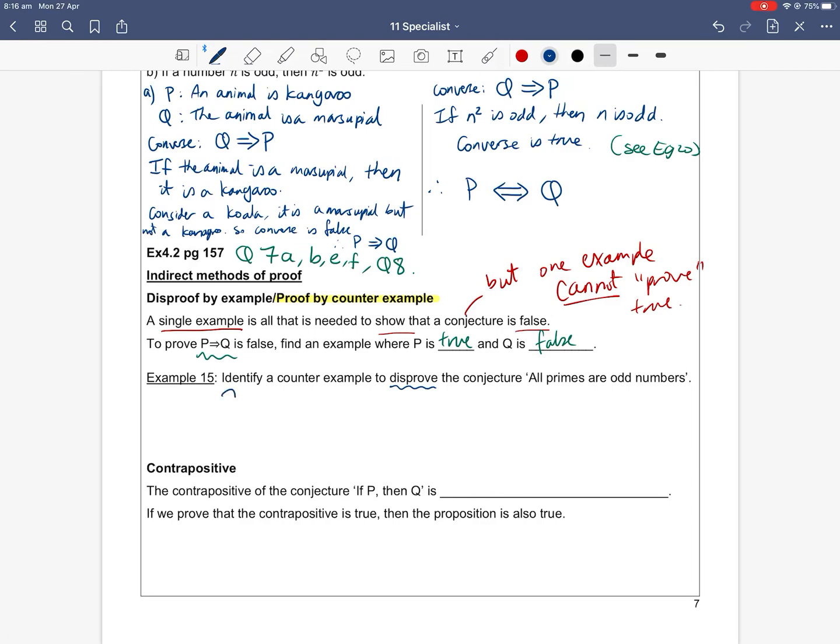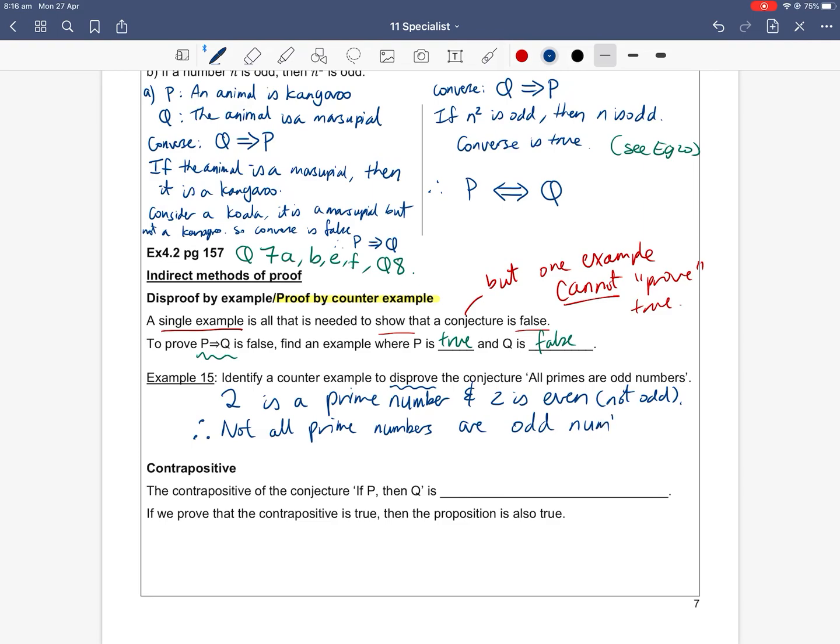So in terms of writing down our evidence, we would say that 2 is a prime number, and 2 is even, in other words, not odd. So therefore, not all prime numbers are odd numbers. Therefore, the conjecture is false.